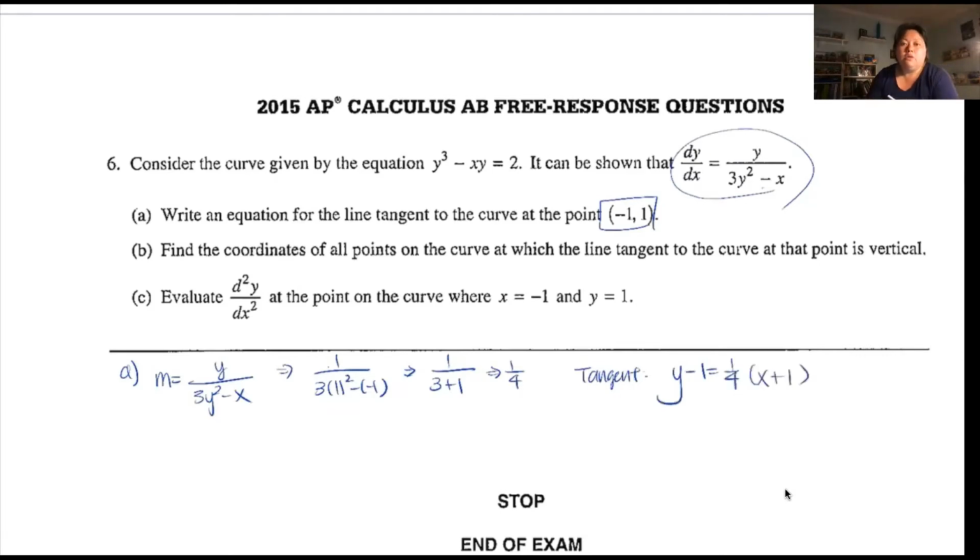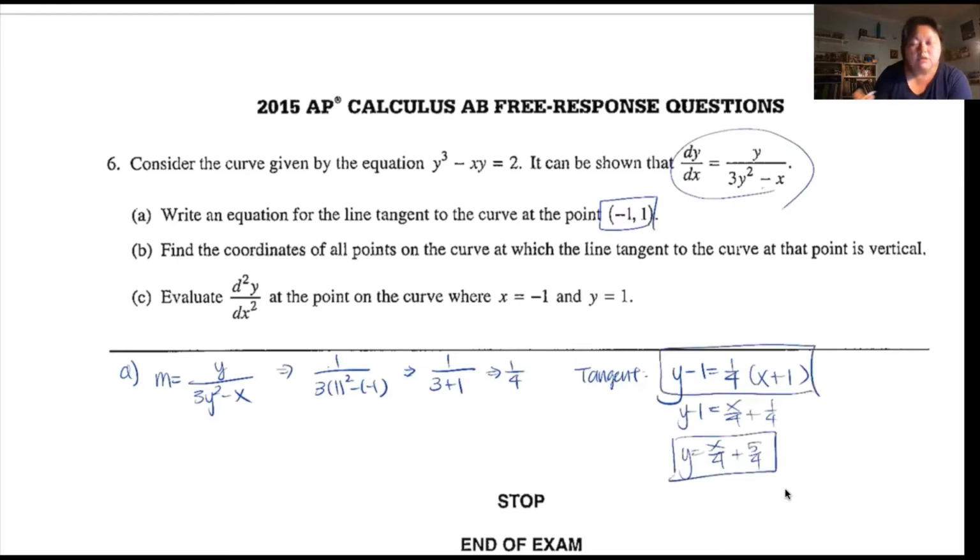Okay, you can go ahead and leave your answer there because that is an equation. Some people really like slope-intercept form, so you can go ahead and continue if you want. So y minus 1 equals x over 4 plus 1 over 4. Add 1, y equals x over 4 plus 5 over 4. So again, this is a great answer. It doesn't say which form.